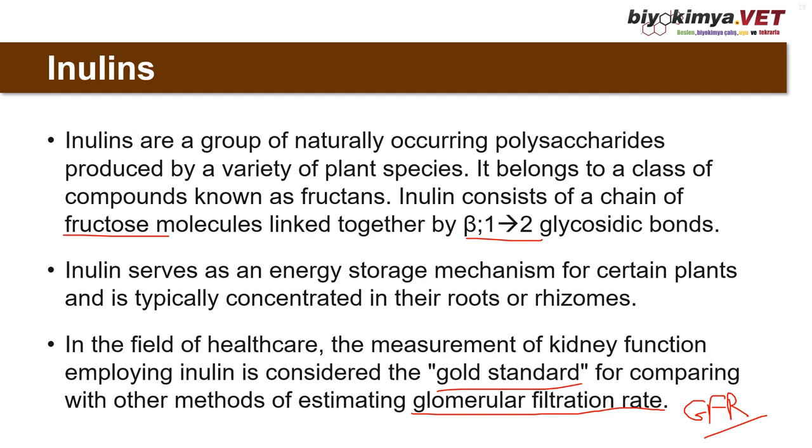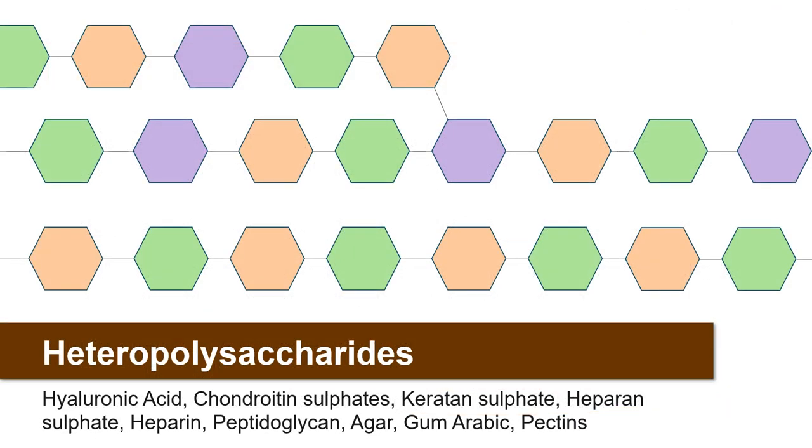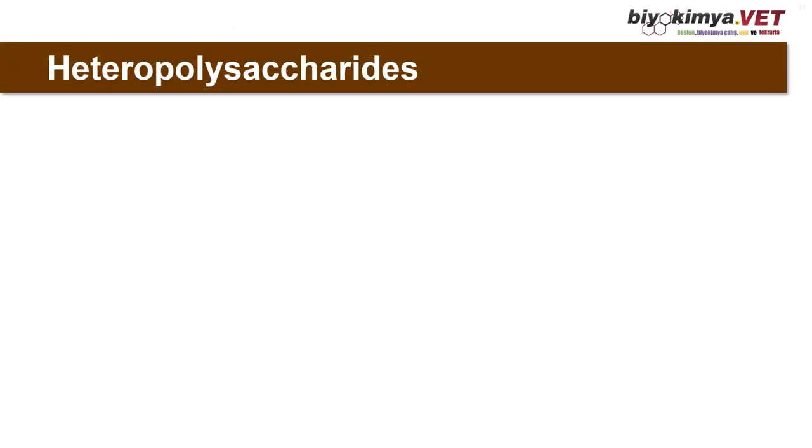And my dear friends, now we have finished the homopolysaccharides. It's time for heteropolysaccharides. And we will start with hyaluronic acid, chondroitin sulfates, and then follow with pectins.